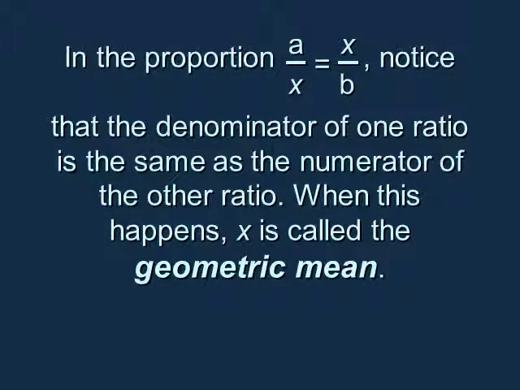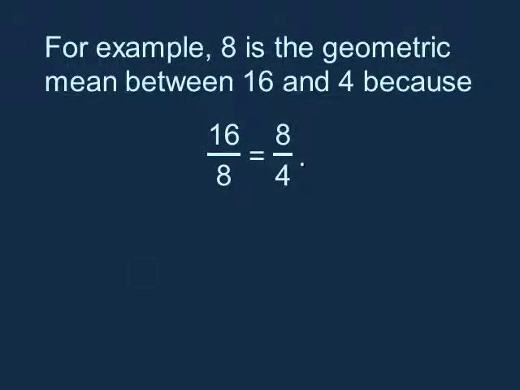In the proportion A divided by x and x divided by B, the denominator of one ratio is the same as the numerator of the other ratio. And when this happens, x is called the geometric mean, which implies that if I cross multiply, I will have x squared equals a times b. So I would have to take the square root. For example, 8 is the geometric mean between 16 and 4, because 16 divided by 8 is the same as 8 divided by 4. Those two values are equal.